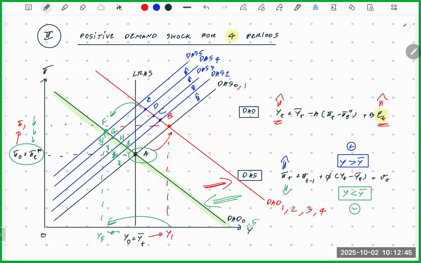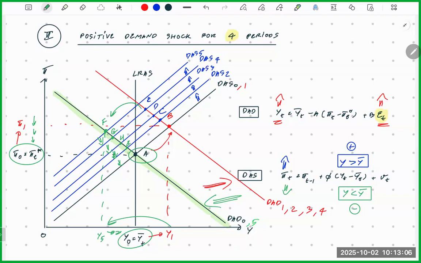GDP going back to the right, back to normal again, like a circle. This is how the economy adjusts itself. Make sense? Okay. Good. Try to do the opposite case by yourself.